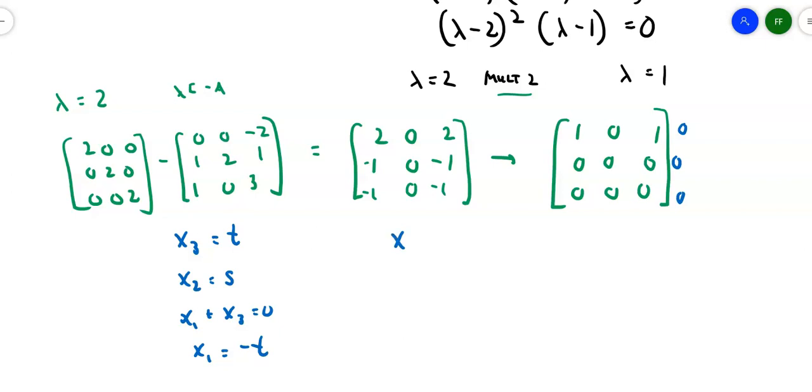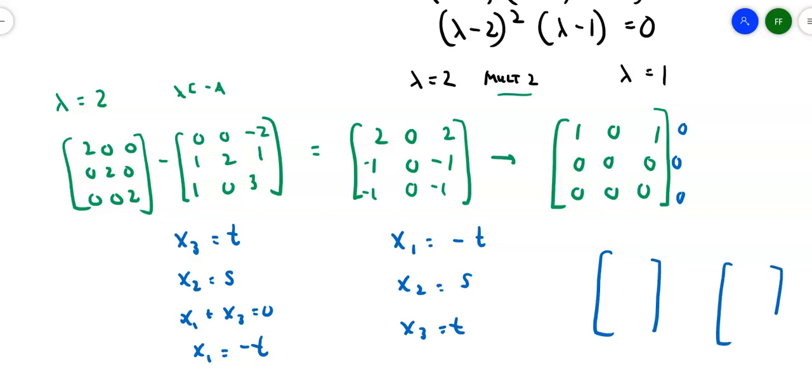Separate these. All right, so if x sub 1 is negative t, x sub 2 is s, x sub 3 is t. That gives me 2 vectors, one with the s's and one with the t's. So for the s's, I have no s's in the first one, I have one s in the second, no s's in the third. For the t's, I have negative 1 in the first spot, 0 in x sub 2, and 1 in x sub 3. So this produces two eigenvectors, right? These two things are the eigenvectors.